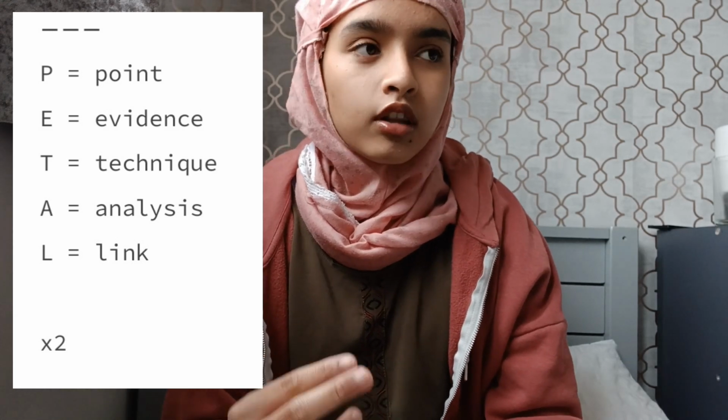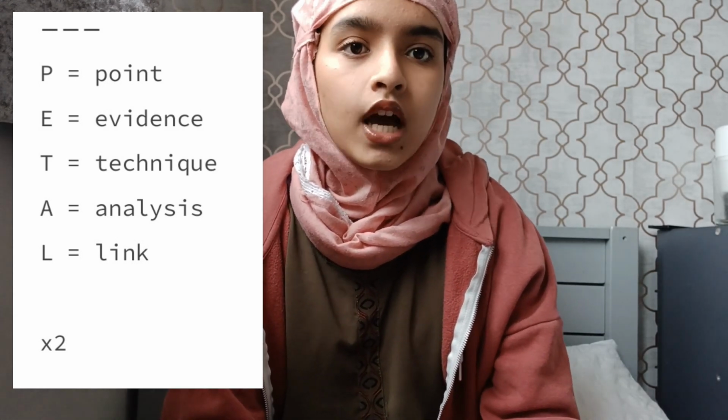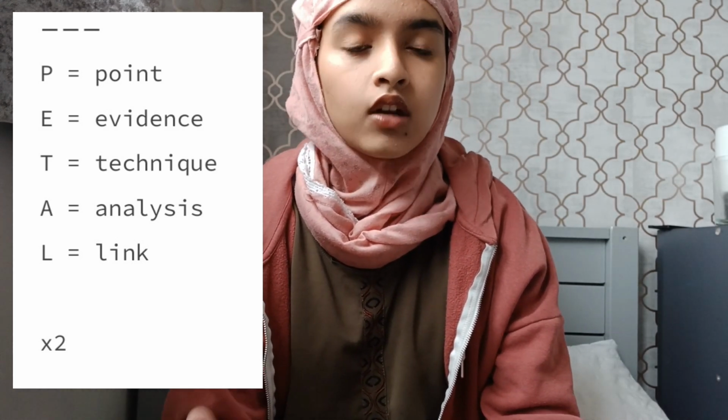So let's start with point. Basically you'd find a quote and you'd analyze it, you look at all the connotations, and from the connotations of that quote you would come up with a point based on the question. For example, you can say something like the writer uses similes to describe the character Zoe as manipulative and cunning, or something like that. That would be your point. Then you would go on to do your evidence.